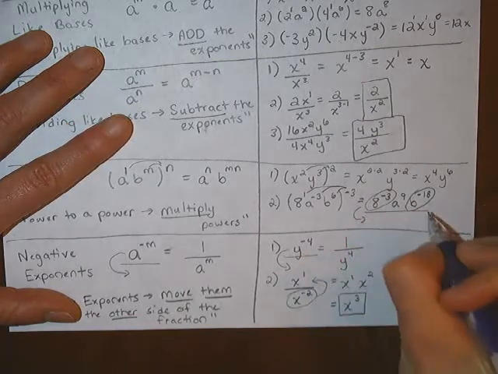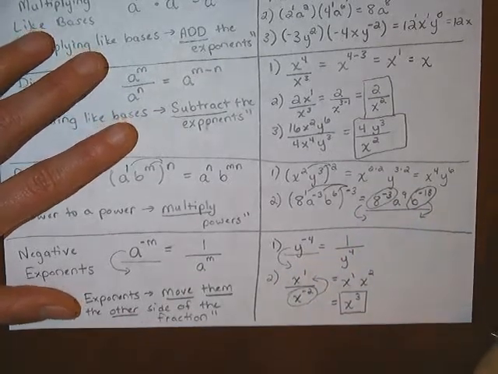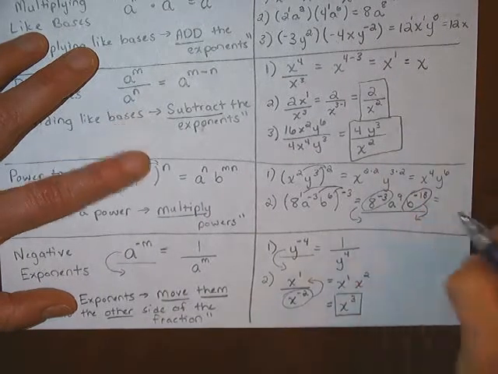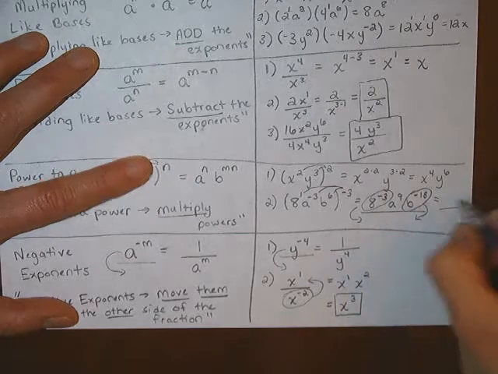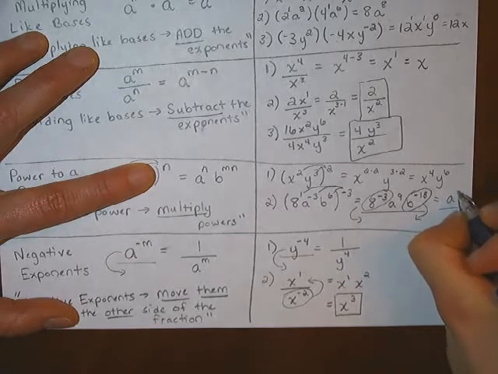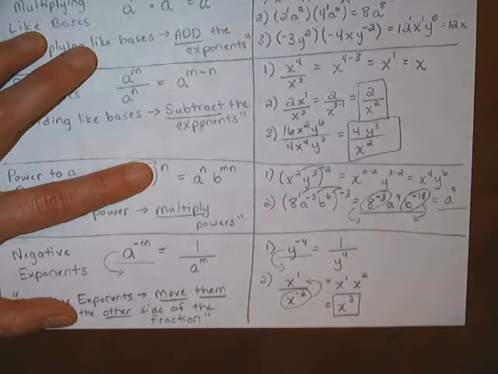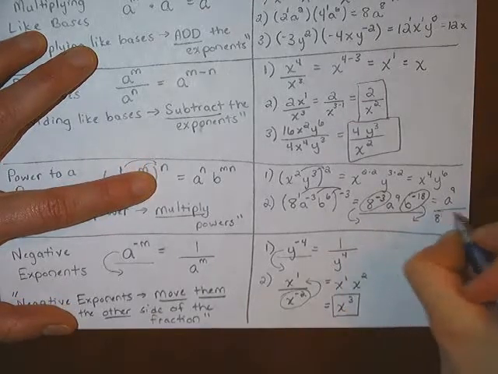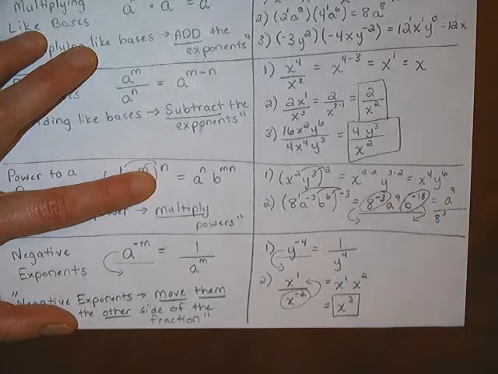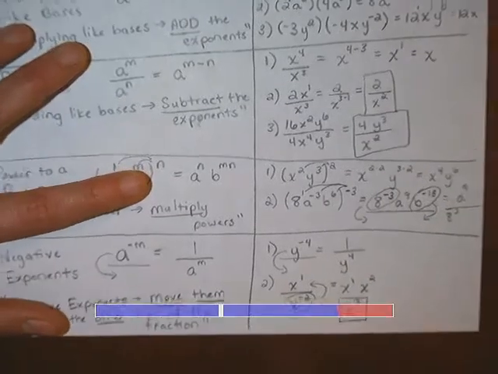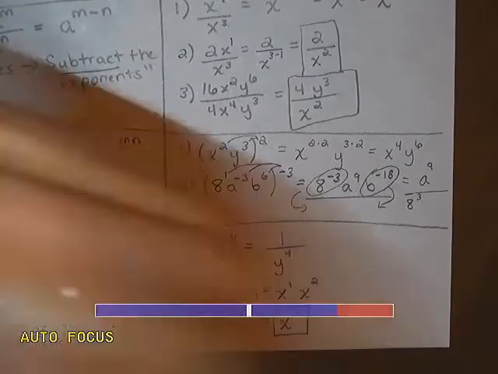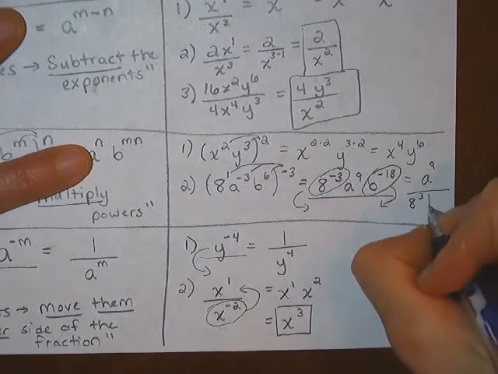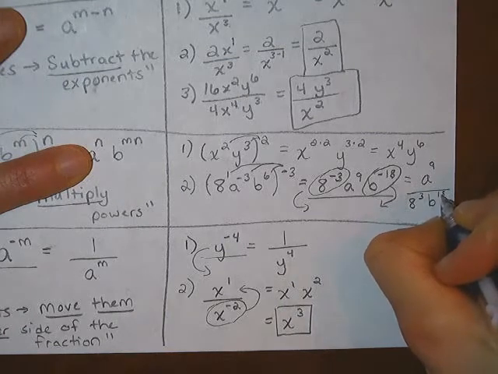And so if you, again, want to visually draw what's happening, you can. And then we're just going to move them. So when I move it, the a stays on top. So I'm going to go ahead and write my a to the 9th on top. And then on the bottom, the 8 to the -3rd will go on the bottom, and it'll magically become 8 to the 3rd. Let me zoom in just a bit. And then b to the -18th will now become b to the +18th.